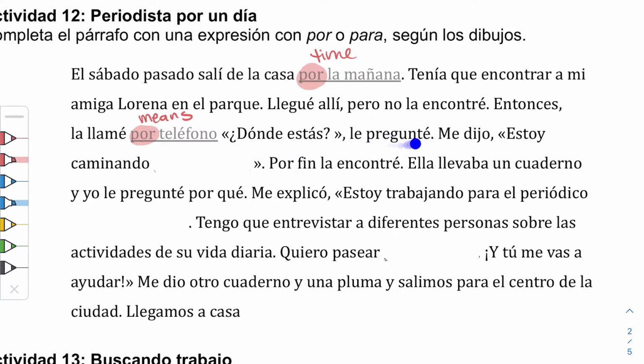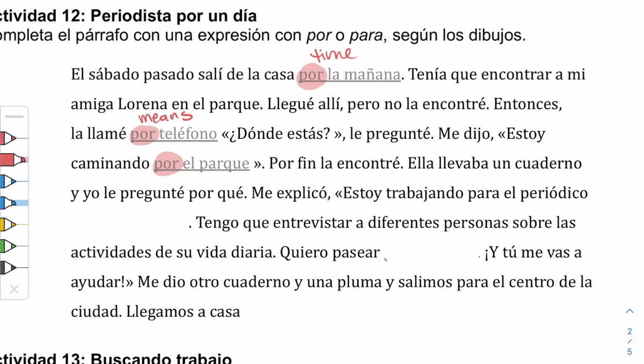¿Dónde estás? Le pregunté. Me dijo, estoy caminando por el parque. I'm walking through the park. That doesn't really fit one of our categories. If you're walking through a place, you're going to use por. So I guess you could consider that means, but not really. It's not really your means of communication. So it is por though. So sorry, that's a really terrible explanation.